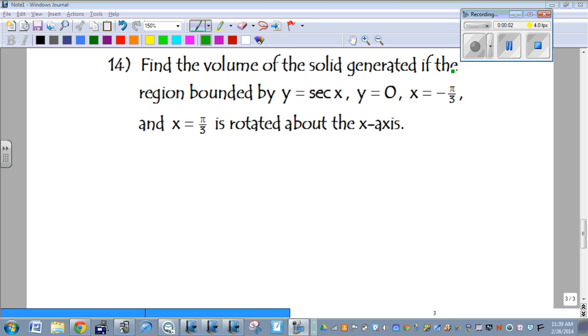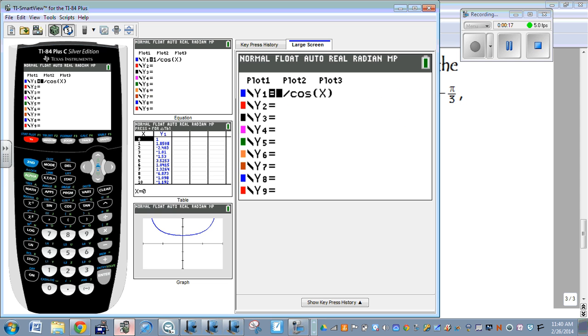Number 14, we're trying to find the volume of the shape generated by rotating this region about the x-axis. So we've got y equals secant of x, y equals 0, which is just the x-axis, x equals negative pi over 3, and x equals pi over 3. So let's take a look at a graph.